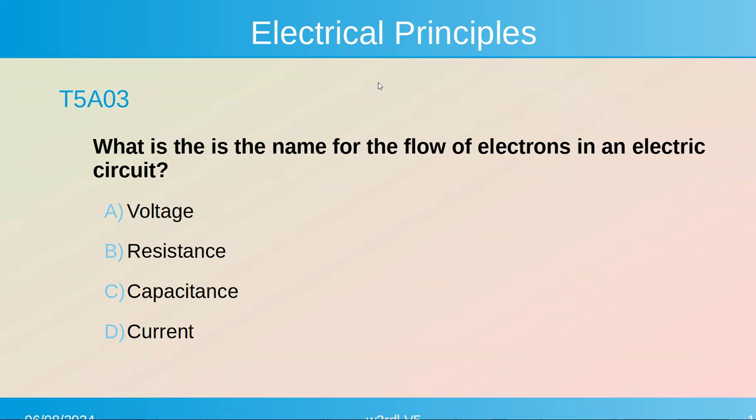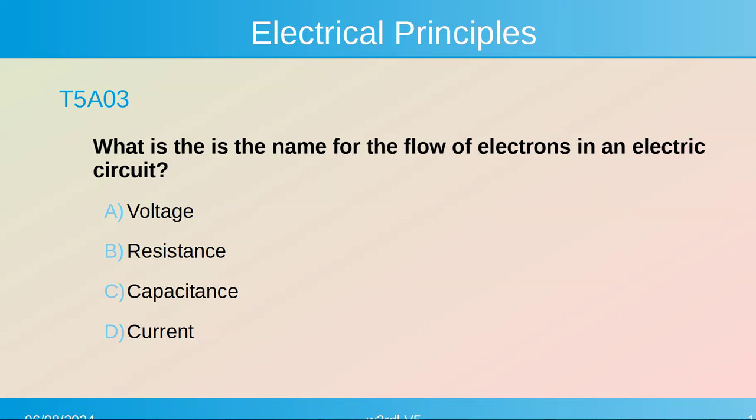What is the name for the flow of electrons in an electric circuit? I don't know that. You know that one, Jack? That's going to be A or B. Remember, they call it flow of electrons, I call it flow of charge. And what is charge? Coulombs. Coulombs per second is what? Remember an ampere was 1 coulomb per second? So Dakota, what do you think? E, current?